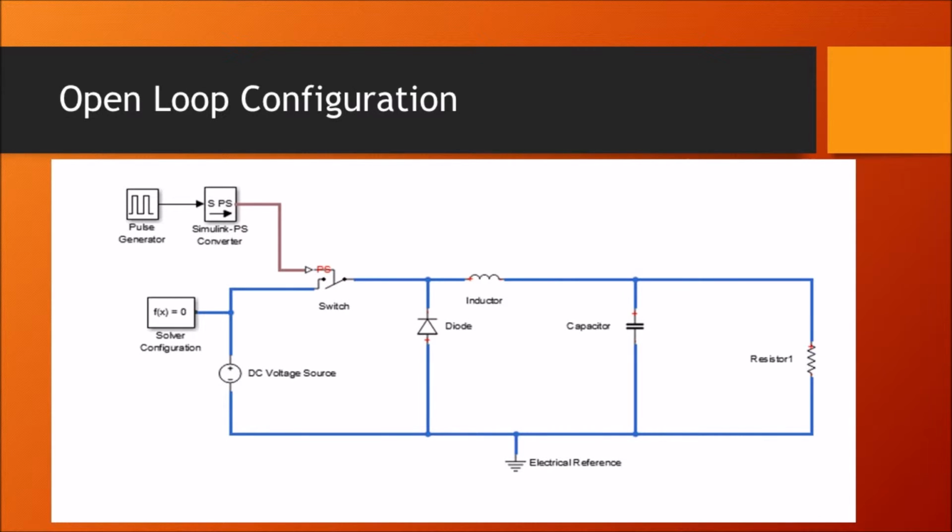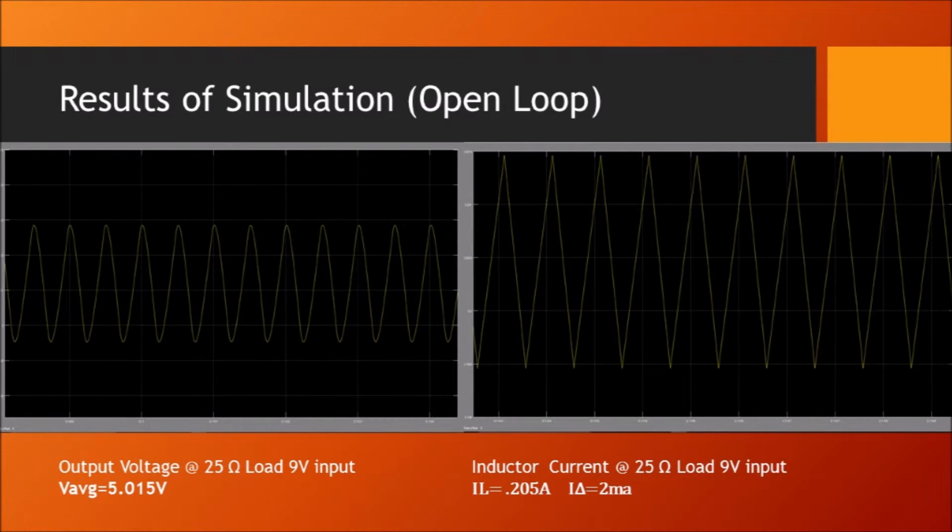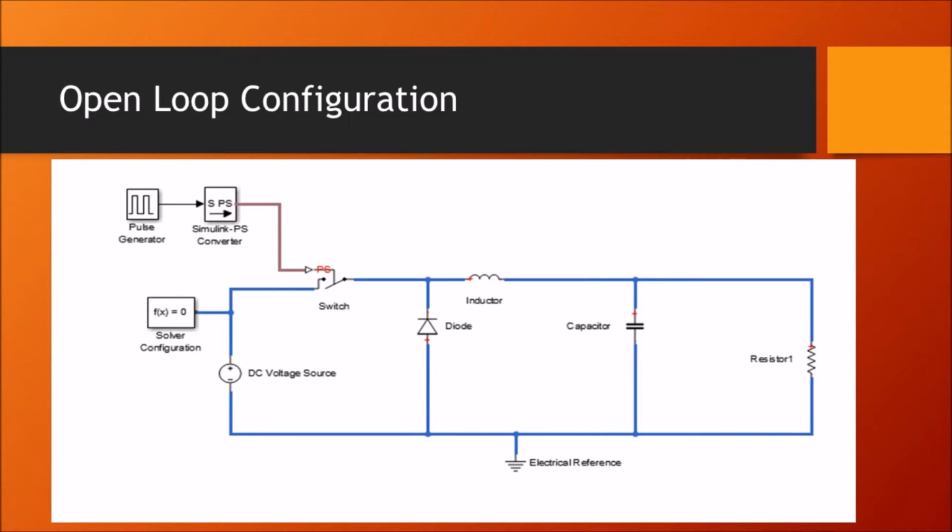For the open loop configuration at 1 watt, the average output voltage is seen at 5.015 volts with a 9-volt input. Additionally, the inductor current at 25 ohms is measured at 0.205 amps with a ripple output current of 2 milliamps. The open loop configuration is pictured below. Notice the absence of the feedback loop that will be seen in future iterations.